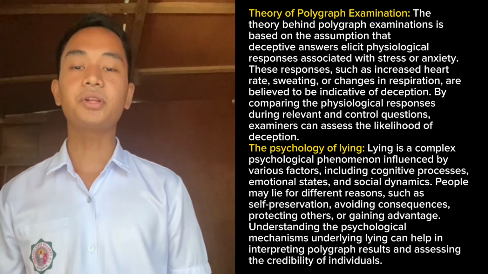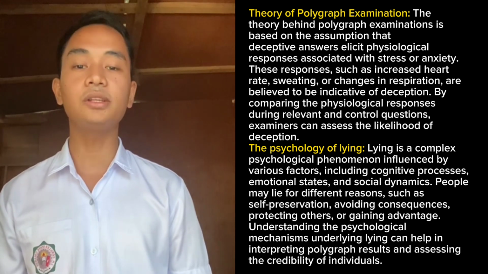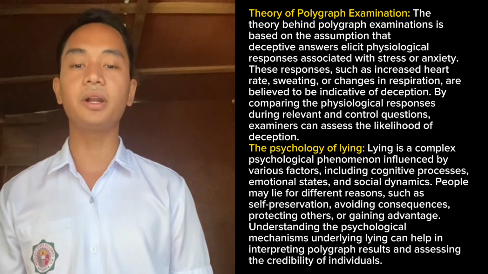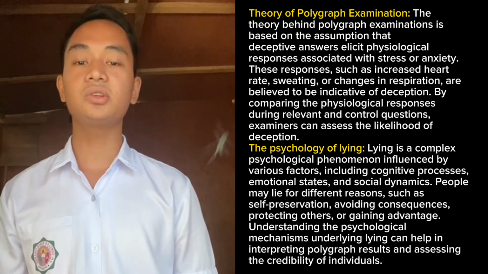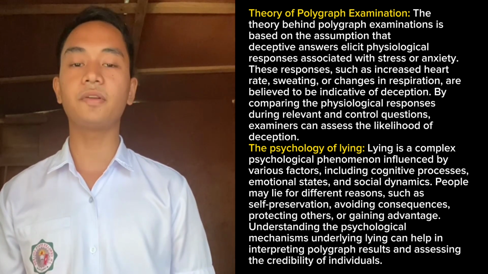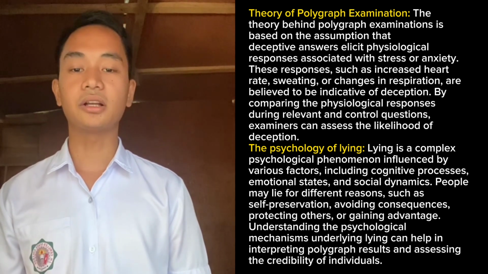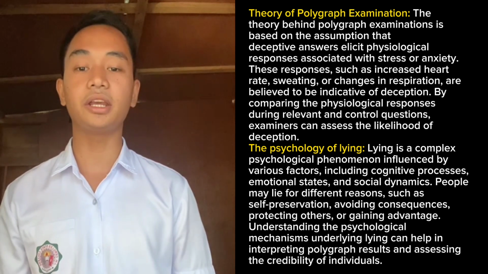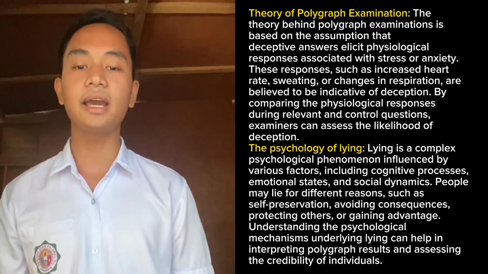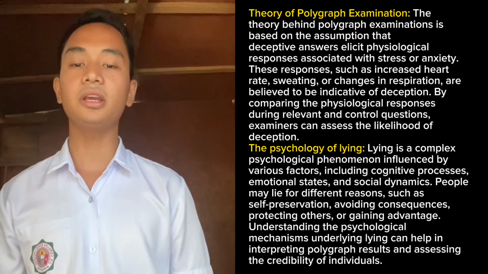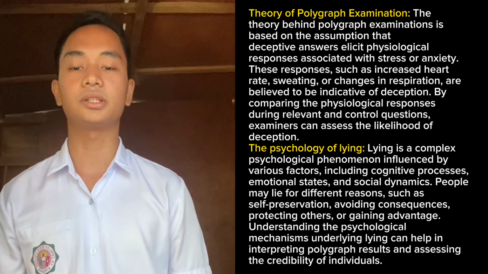So, number 10, the psychology of lying. Lying is a complex psychological phenomenon influenced by various factors, including cognitive processes, emotional states, and social dynamics. People may lie for different reasons, such as self-preservation, avoiding consequences, protecting others, or gaining advantage. Understanding the psychological mechanisms underlying lying can help in interpreting polygraph results and assessing the credibility of individuals.